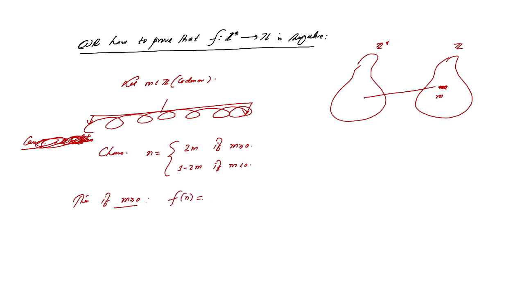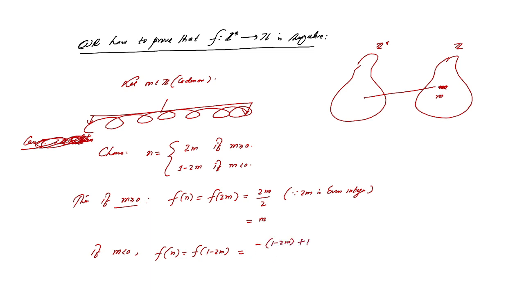f of n will be f of 2m, because in that case n we considered is 2m. So this will be 2m by 2, because 2m is an even integer. Since 2m is an even integer, according to the definition, this will be m. So n, that is 2m, will be the preimage. And if m is less than 0, in that case f of n, that means f of 1 minus 2m, will be minus of (1 minus 2m) plus 1, by 2, and it will be m.